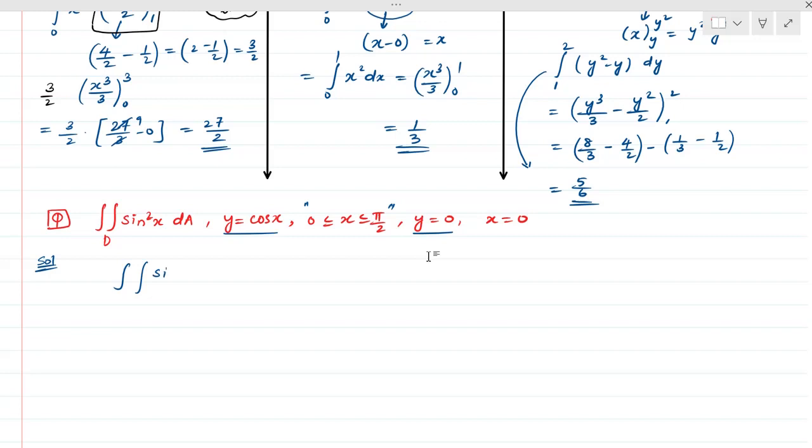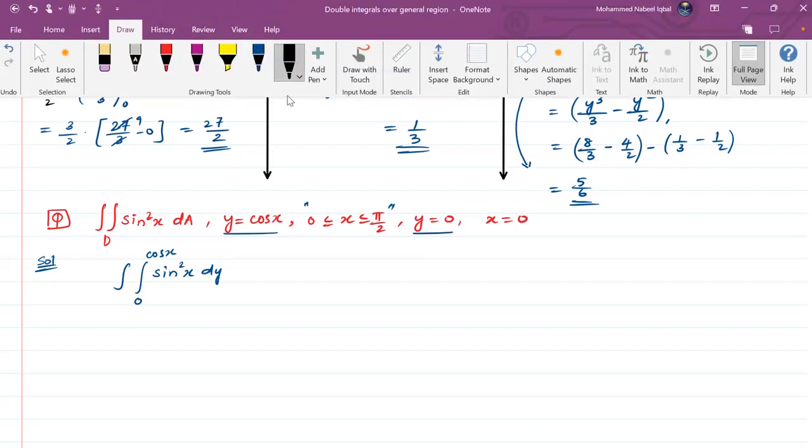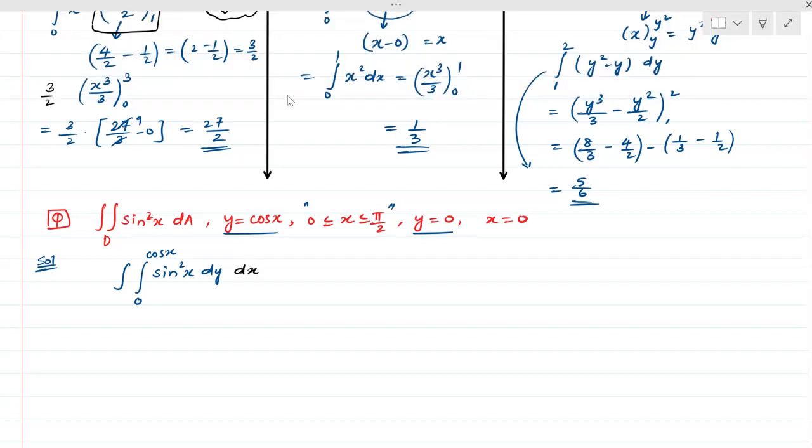So I write this as an integral. The function is given as sine square x. So I have to write the function here, dy, the limit of y which is 0 to cosine x. And what about the limit of x? dx, the limit is 0 to pi over 2.